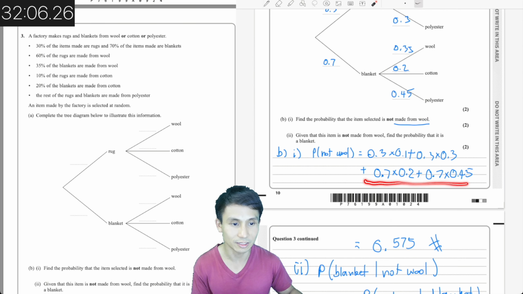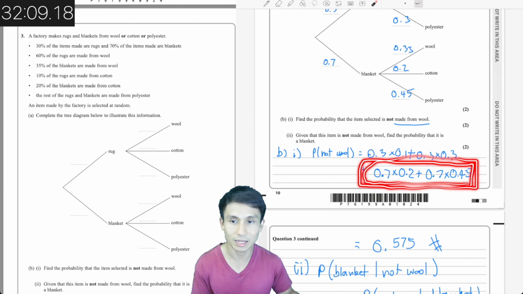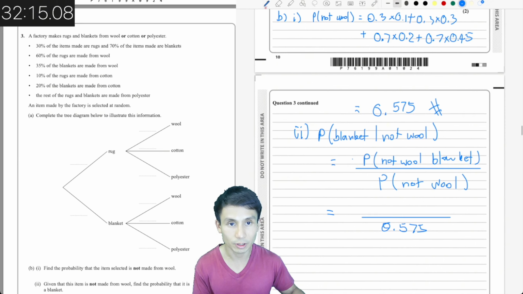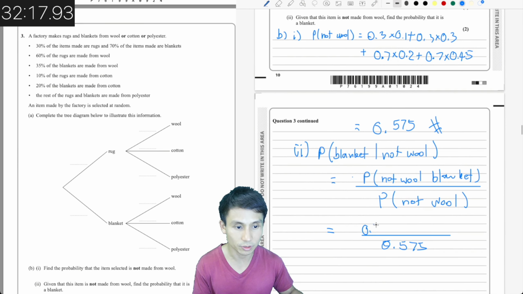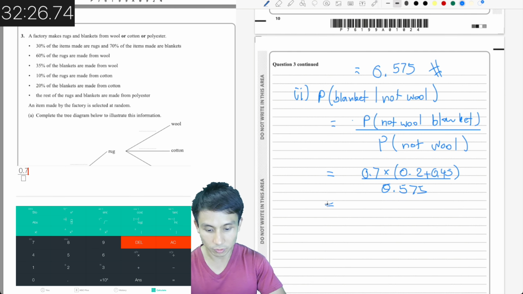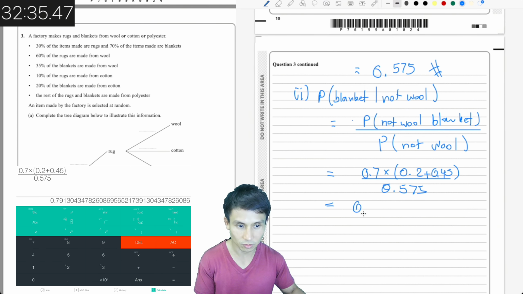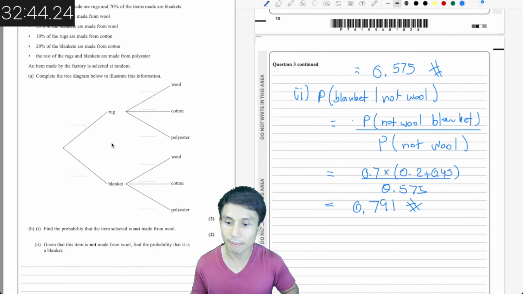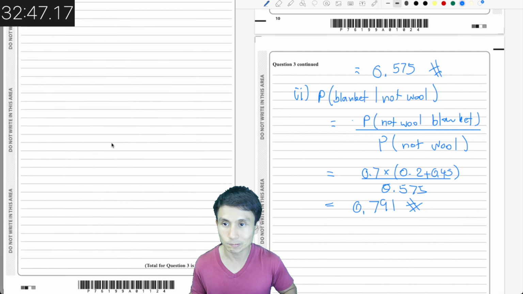So we can take these things here. Yeah, the blanket that is not wool. All right, so it's just 0.7 times 0.2 plus 0.45, right? And then down here we have 0.575, right? So that's 0.791. That's it. Just going to give 3 decimal places in general. Yeah, we are fine with that.